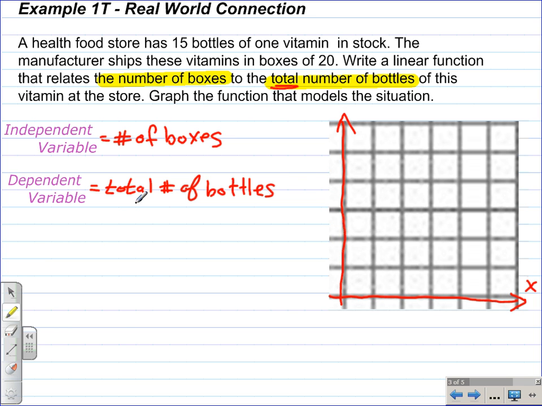When we're writing equations with x and y, the independent variable is always x. The dependent variable is always y. So now we know along the x-axis we're going to graph the number of boxes.